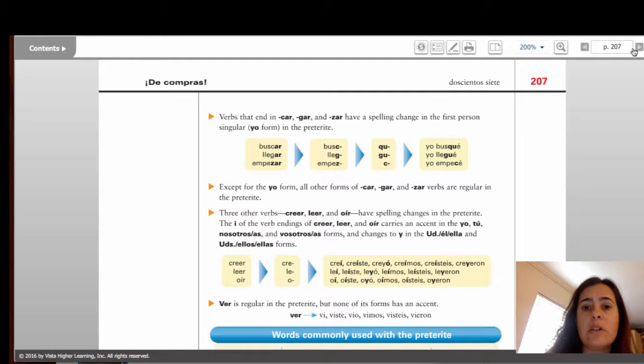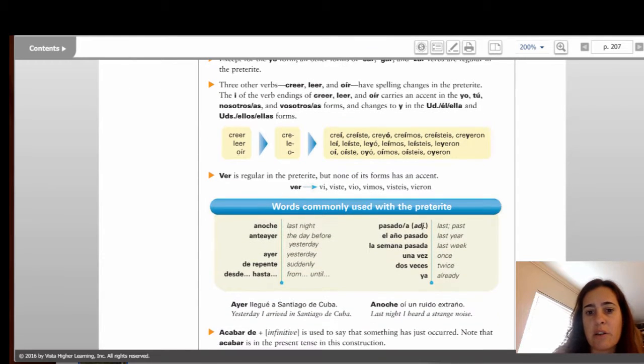There are also spelling changes in certain verbs. Verbs that finish in these same endings will have these specific changes. Other verbs like this have other specific changes. Those are things you need to memorize and learn.